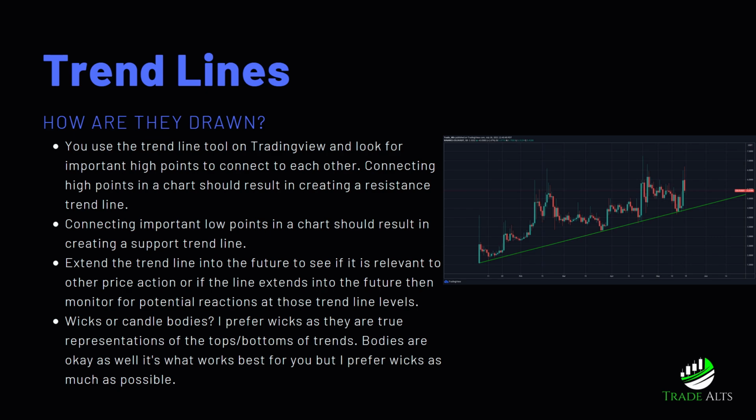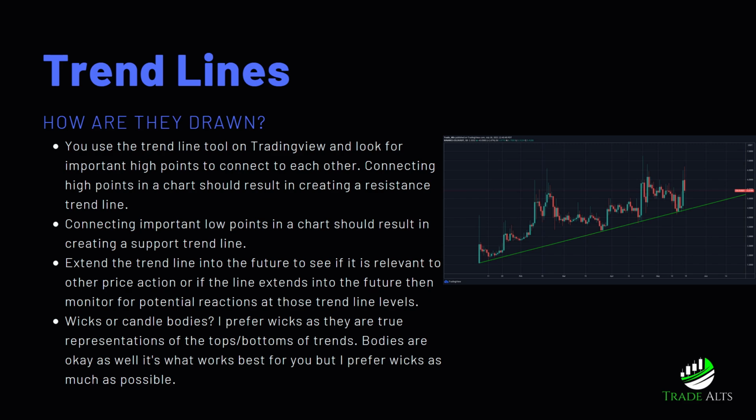If you're connecting important low points in a chart, it should result in creating a support trend line, which is what you are seeing here in this example, which we're going to be going over in much greater detail shortly. You can see here, this green trend line governs support for this trend higher. So you're basically looking for important lows in the chart to connect to each other to form this line. And then once you've identified those important points, either highs or lows, depending on if you're trying to chart support or resistance, you would then extend the trend line into the future to see if it's relevant to other price action.